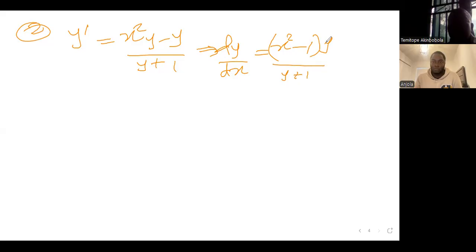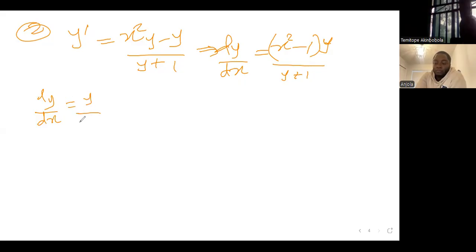What have I done there? I factored out y in the numerator. Because I factored out y in the numerator, I can easily just rearrange it this way. Dy ds equals y over y plus 1 into s squared minus 1. So this is a function of y, this is a function of x. This function of y, we go with dy. This function of x, we go with ds. So at this point, I can separate the variables.